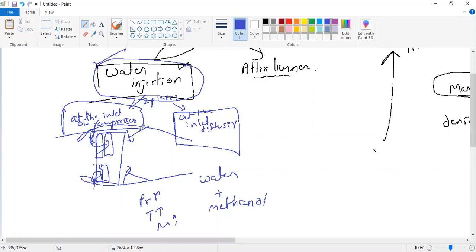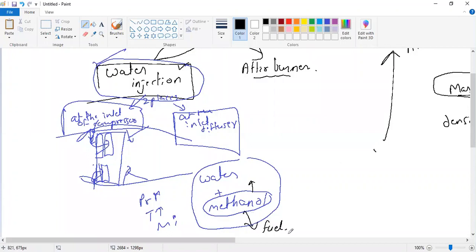Effect will be same. Mass of the air increases because there is water, and the temperature decreases. What is the advantage of adding methanol? That should be the question, right? What I said so far is that it's the same thing, but what is the advantage of adding methanol? Methanol acts like a fuel. Understood? Methanol itself acts like a fuel.